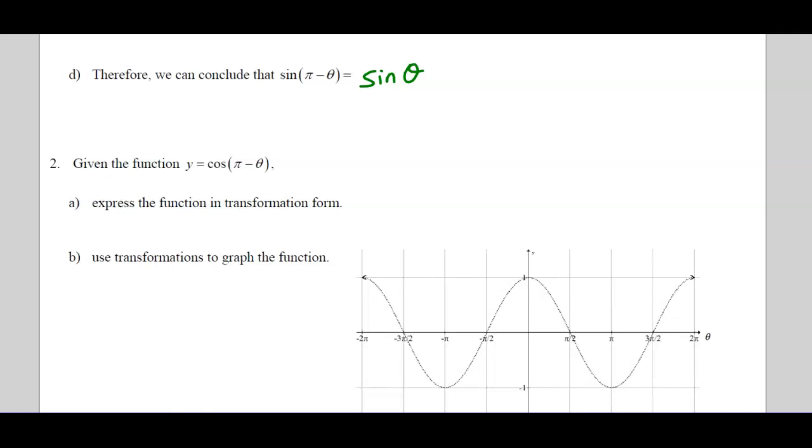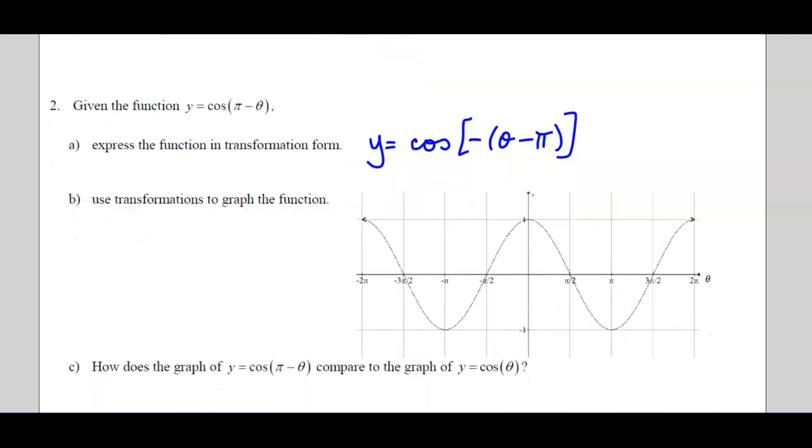Okay, so next one, we graphed cosine. Again, express it in transformation form. It's going to look the same, right? Because it's pi minus theta. Now let's practice our transformations here. So we're going to reflect this in the y-axis. What happens when you reflect cosine in the y-axis? Nothing happens. It's exactly the same graph.